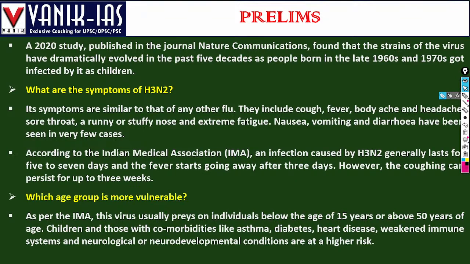Which age group is more vulnerable? As per the IMA, this virus usually preys on individuals below the age of 15 years or above 50 years of age. Children and those with comorbidities like asthma, diabetes, heart disease, weakened immune system, and neurological and neurodevelopmental conditions are at a higher risk of being infected by this special strain called H3N2.